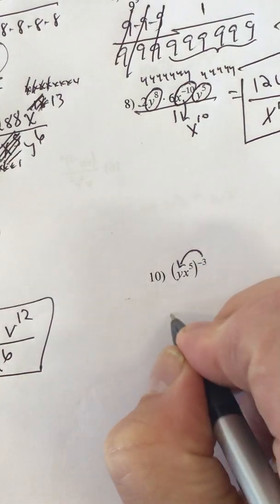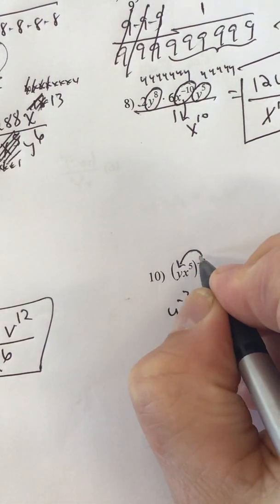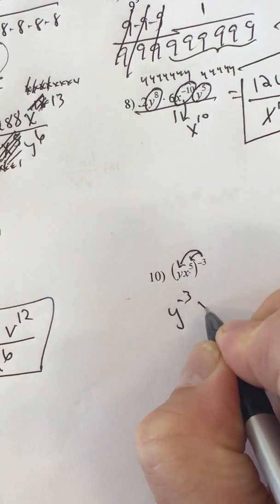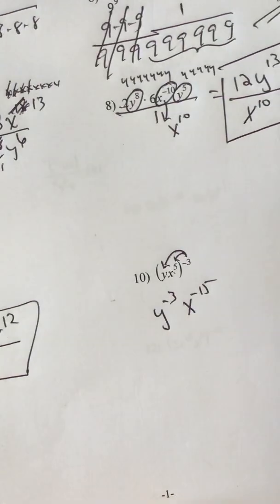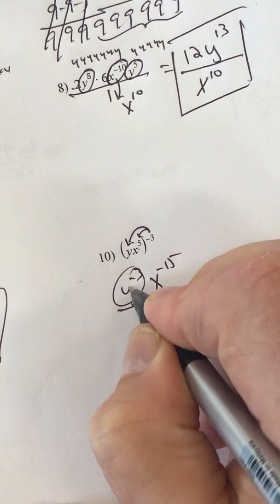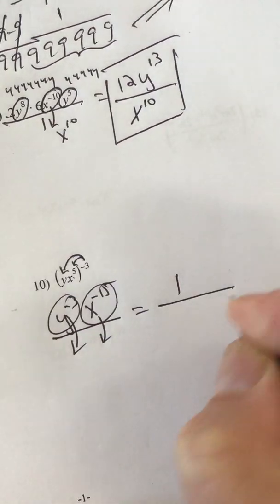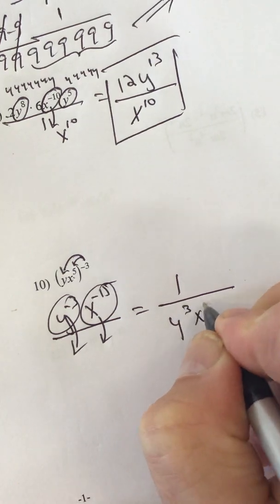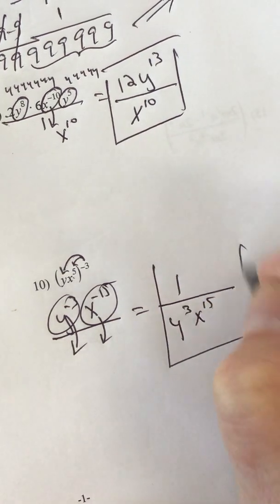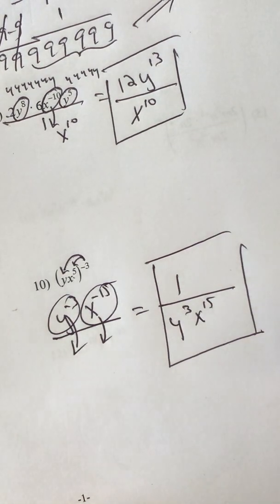Okay, here, that's going to be a y -3, and then 5 times -3 is x -15. Okay, they both belong to the bottom since they're negative, so there's a 1 on the top when it's all gone, and then y3 x15 after we move it. And that's how you deal with exponents.